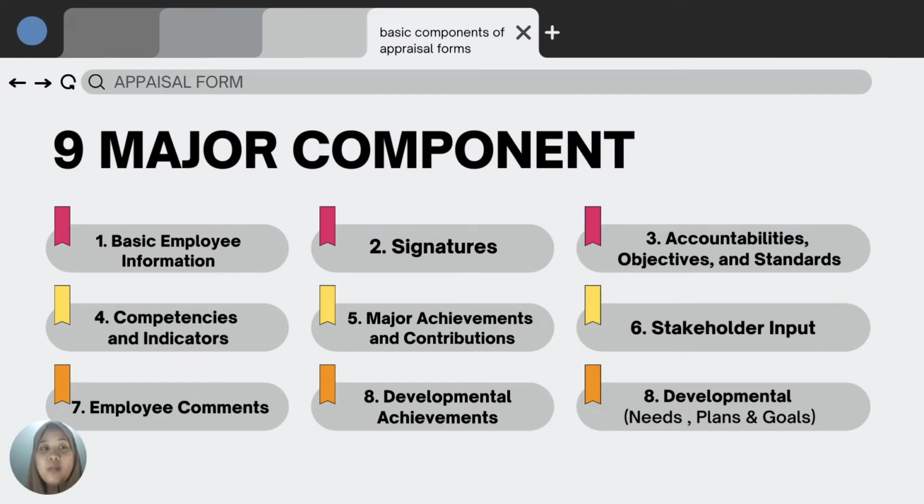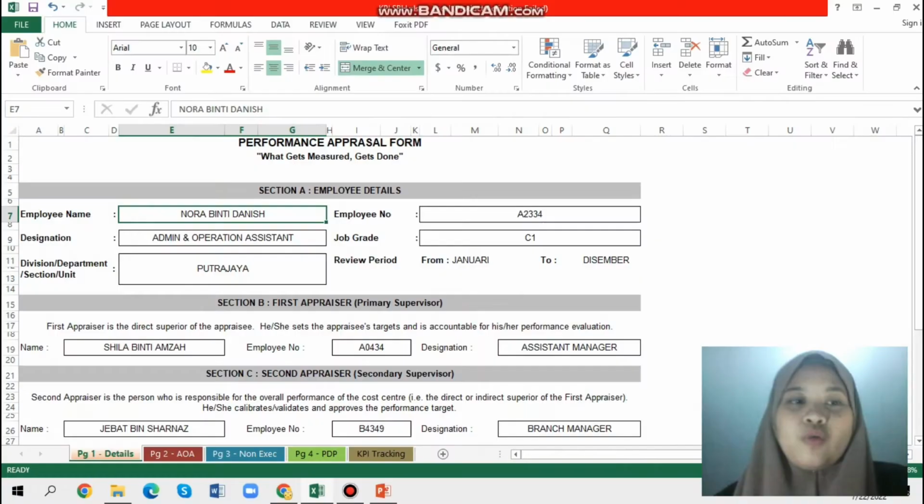Next, I will present the major components available in a performance appraisal form. As we know, the major components divide into 9. However, in our group's performance appraisal, only a few major ones are what we think very important to use. These are the 9 major components for an appraisal form: number 1, basic employee information; signature; accountabilities; objective and standard; competency and indicator; major achievement and contribution; stakeholder input; employee comment; development of achievement; and also development needs, plan, and goals. Following is the example of an appraisal form provided by our group.